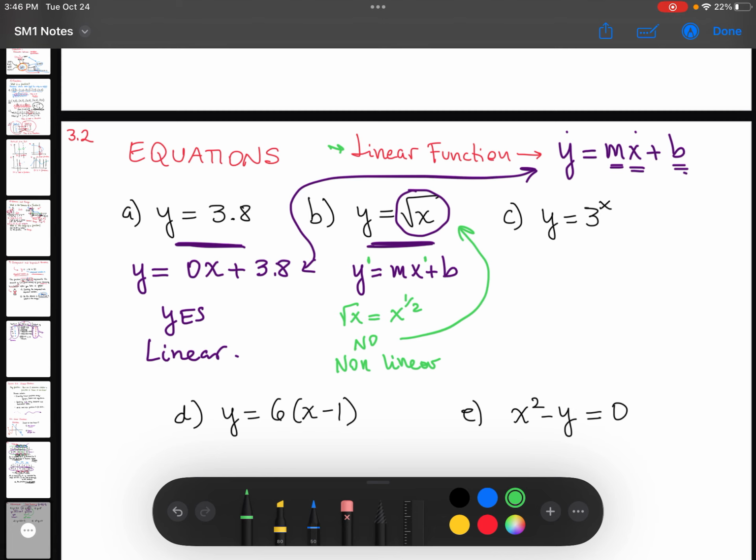All right? What happens with C? If you compare it to the linear function form, or what we call the equation of a line, you can see that x is acting as an exponent, whereas in here in mx plus b, it's as if it were a base. So x is an exponent, so it means that this is not linear. It cannot be represented as a linear function. It cannot be represented as the form y equals mx plus b.